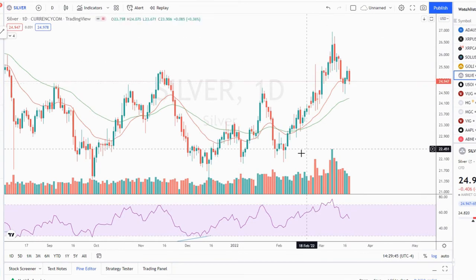And silver, similar idea. The end of January, beginning of February, ripping on higher, reaching highs of about $27 per ounce, falling to about $24.50, and sitting right now in no man's land. We're just waiting to see what happens.